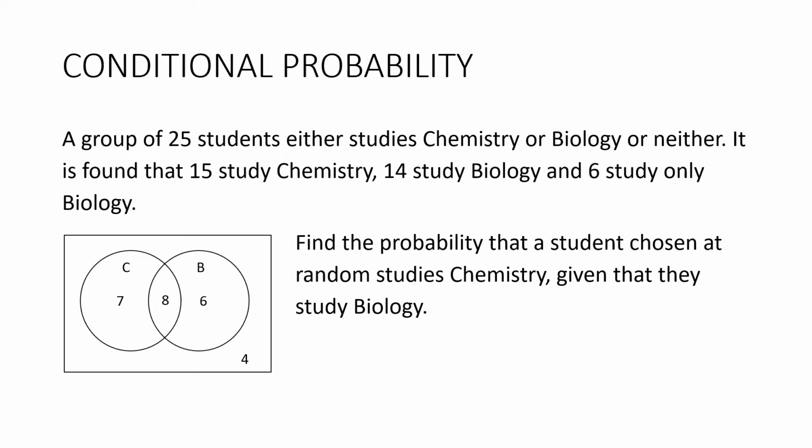All right, here's the question. Find the probability that a student chosen at random studies chemistry given that they study biology. So it's a conditional probability. Now you can use the formula, but it's a bit of overkill. Just use your intuition. So given they study biology is these 14. So out of these 14, what's the probability they also study chemistry? Can you see it's 8 out of 14? Okay, so it's really easy just to do it without the formula, just by looking at the diagram.